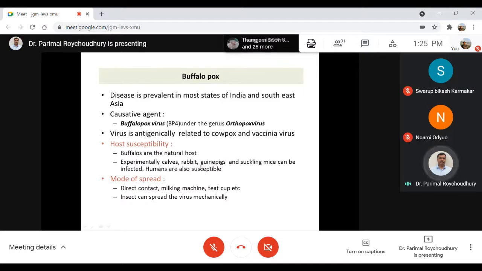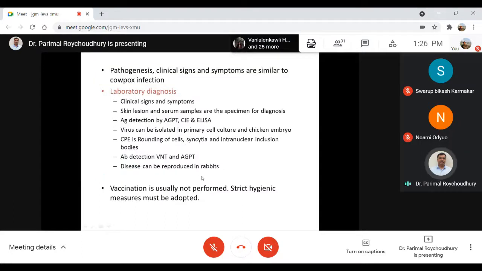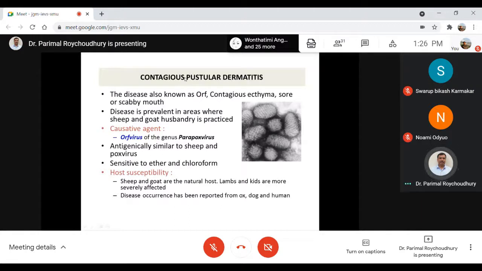So under the orthopox virus, this disease is exactly similar to, and the whole process is similar to that of, the cowpox infection. So here also, vaccination is not performed. Now coming to the disease called ORF. In the scientific world, we explain it as contagious pustular dermatitis.